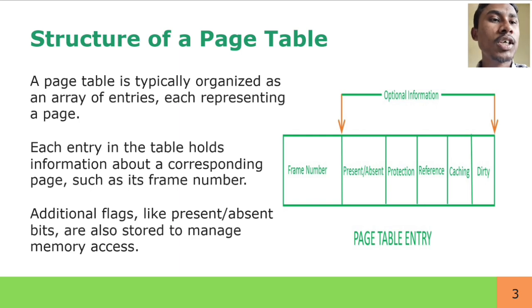So, structure of a page table. A page table is typically organized as an array of entries, each representing a page. Each entry in the table holds information about a corresponding page, such as its frame number. Here in the page table entry, we can see the diagram. So optional information first of all, then we have frame number, present, protection, reference and caching, and dirty. These are the fields involved in the page table entries. Additional flags like present or absent bits are also stored to manage memory access.